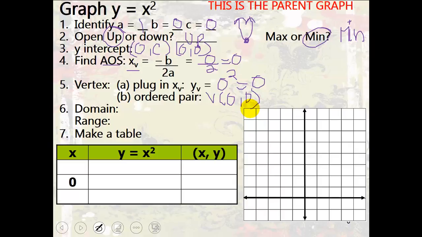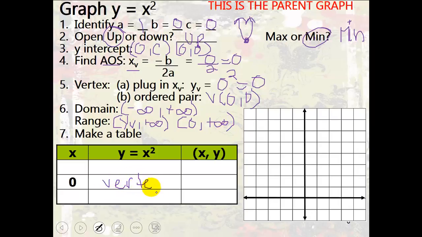The domain we learned, because I can pick any x's that I want, it's going to be negative infinity to positive infinity. Because this is a minimum, my y-coordinate is going to be my smallest number, and then it's going to go off to positive infinity. So I get 0, comma, positive infinity. And now I'm going to make a table. Well, I know that 0, 0 is my vertex.